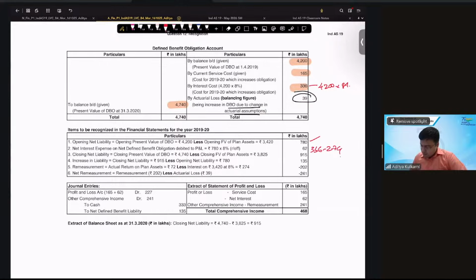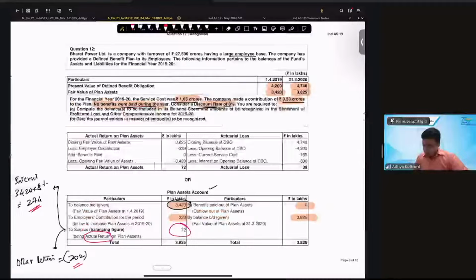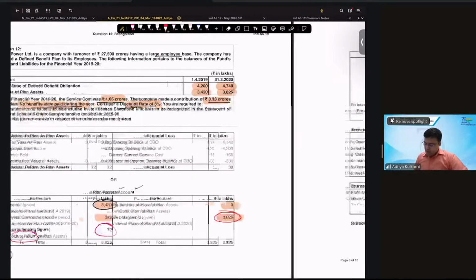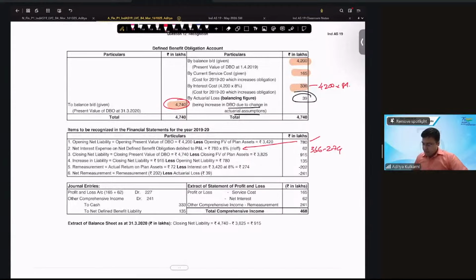336 minus 274 gives you 62, or on 780 directly you can take 8%. That also gives you 62. Closing net liability: 4,740 liability, 3,825 assets. So that gives you 915 in the balance sheet. The increase in liability that has happened is 915 minus 780, which is 135.